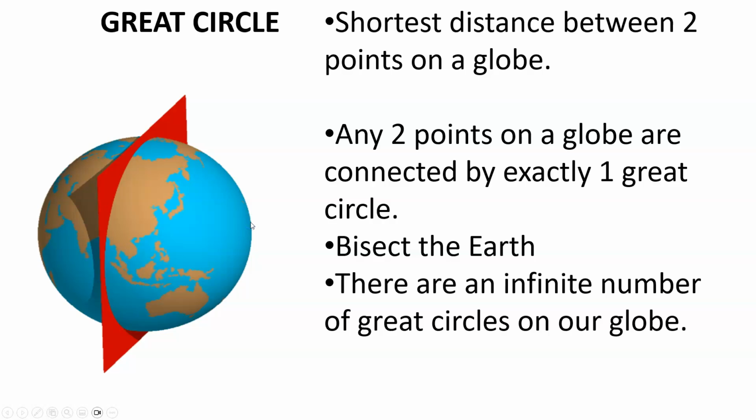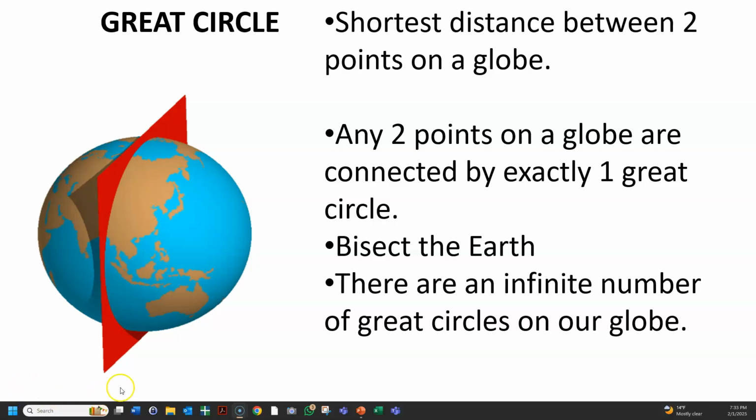So first of all, great circle: shortest distance between any 2 points on the globe, on a sphere. Any 2 points on a globe are connected by exactly one great circle, and only one. Any great circle bisects the Earth, and there are an infinite number of great circles on our globe. What we have right here is just one great circle, as if a plane cut through the Earth, bisecting it, and this one happens to be running north-south.